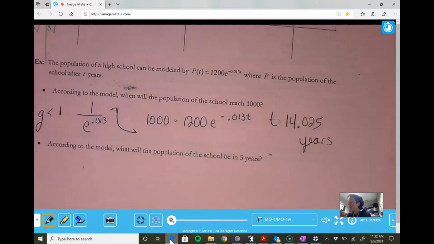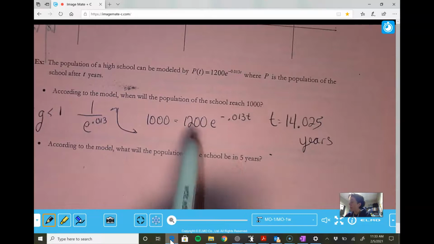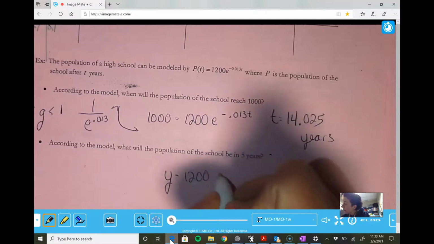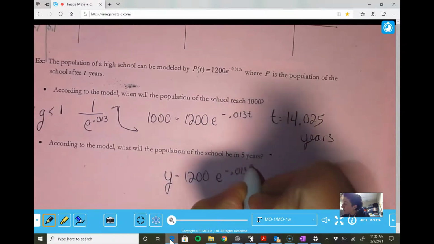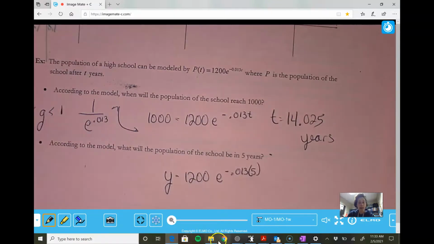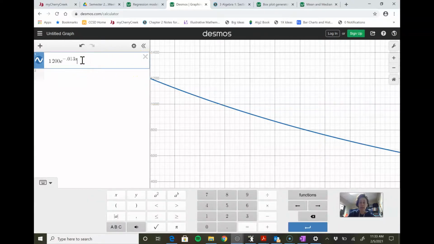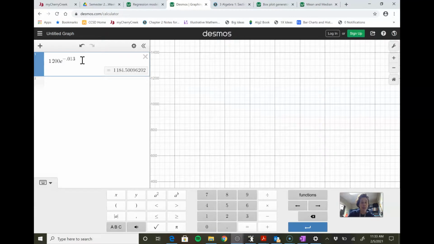Last question. According to the model, what will the population of the school be in 5 years? So I actually just have to go here and put 5 in. And again, since this is already in Desmos, I can just switch back. Let's find that page. I don't need the 1,000, and I'm just going to turn the x into a 5. So let's see, there's times 5. So I'm going to put in parentheses up here. And there we go. So in 5 years, that population will be 1,124. We're just going to round to the nearest whole person.